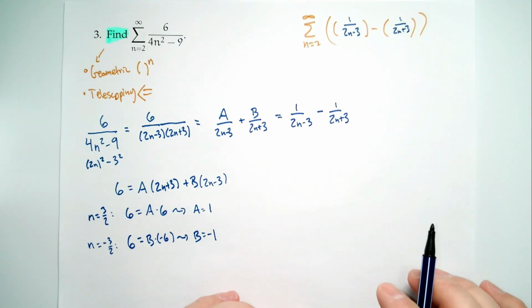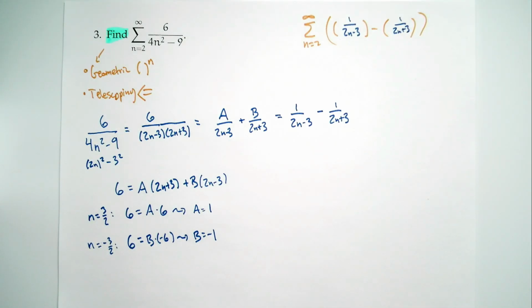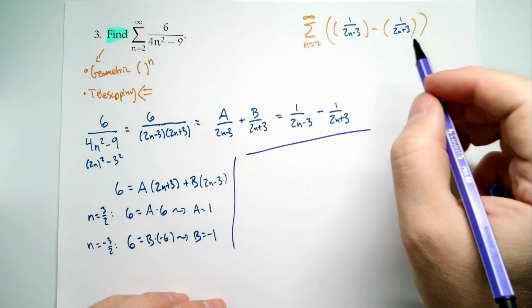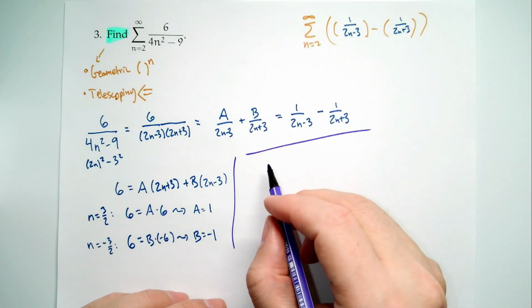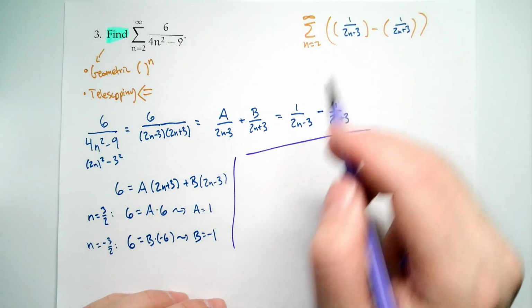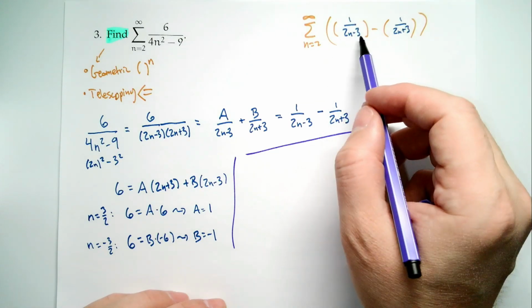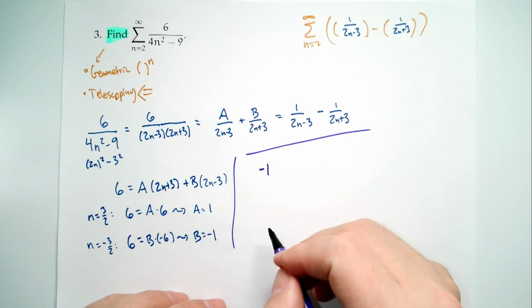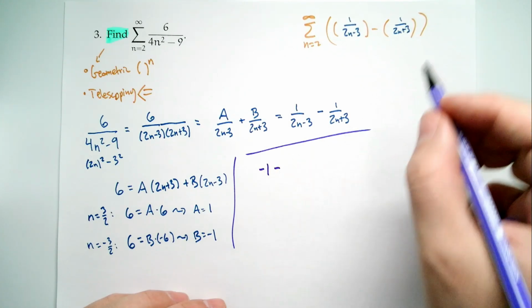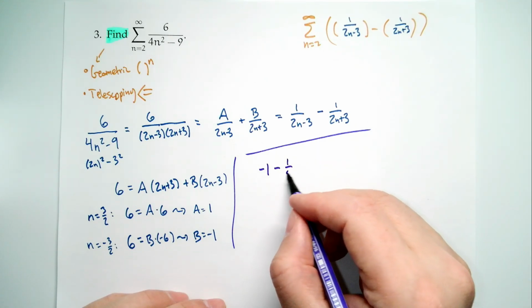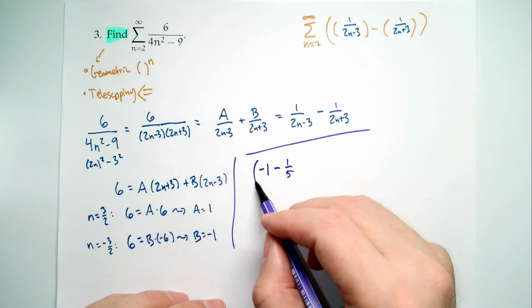Good, good, good. Okay, what happens next? Well, the next thing is for us to do the following. And what I like to do is I like to say, okay, what's happening here? Well, what's the first term? N equals 1. So you get 1, divide that by 2 minus 3, which is minus 1, minus 1 over 2 plus 3, which is 1/5. So minus 1 minus 1/5.